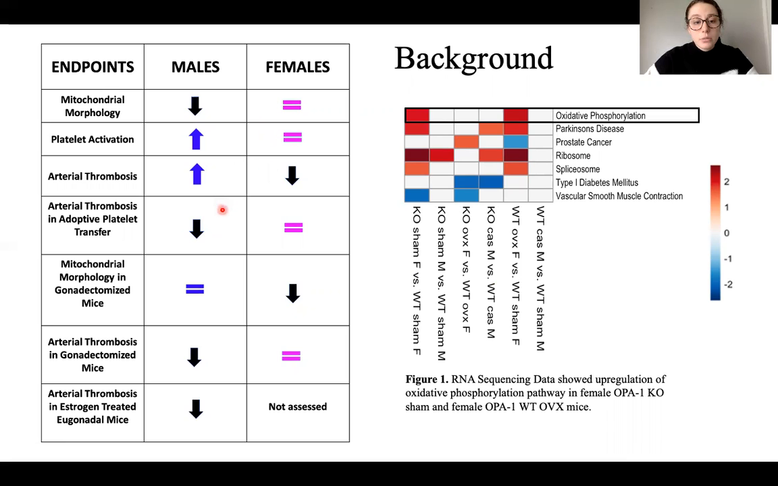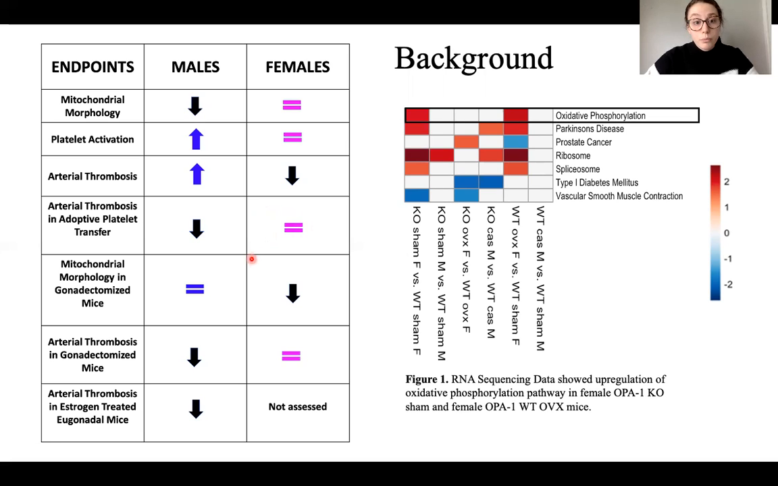That prompted us to perform adoptive platelet transfer, in which we took male platelets and put them into a female host, and female platelets and put them into a male host. And we discovered that these male platelets in female hosts mimicked the female phenotype. However, the female platelets in a male host did not show any significant changes in arterial thrombosis time or phenotype. This prompted us to start thinking that estrogen played a pivotal role in thrombosis in our females.